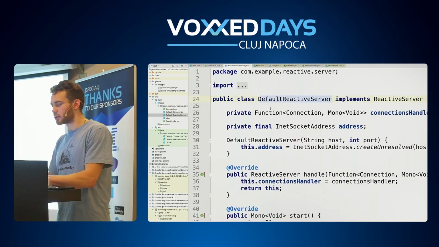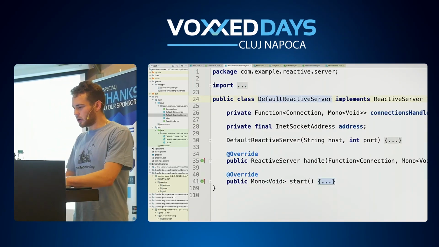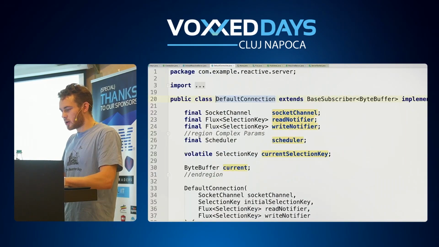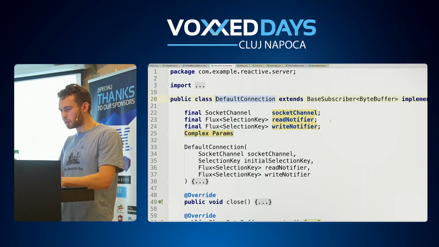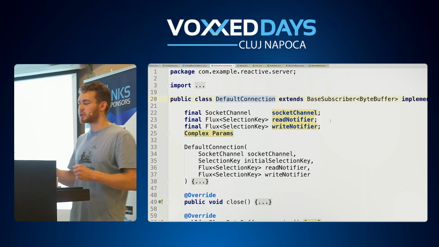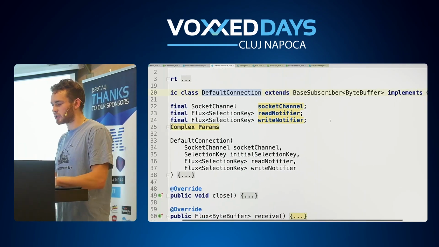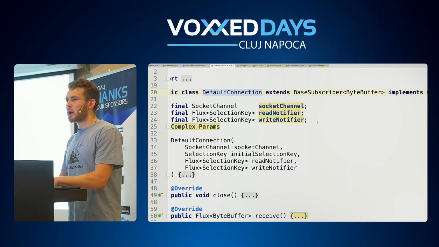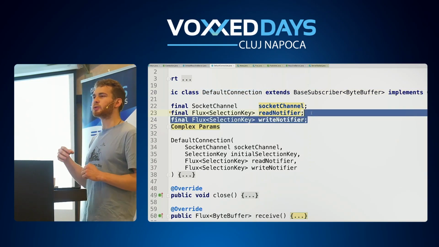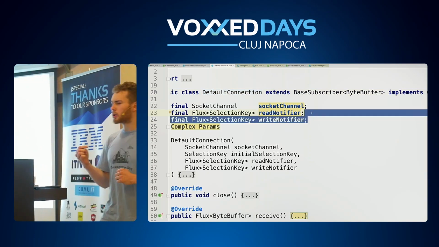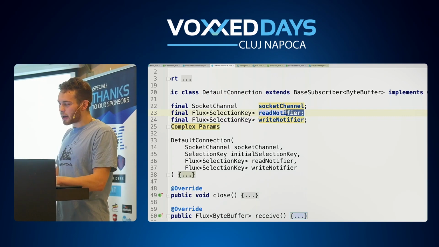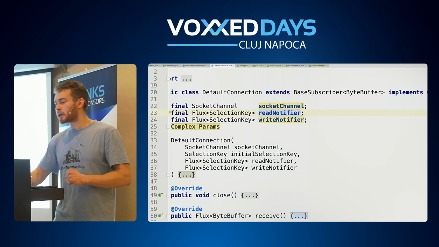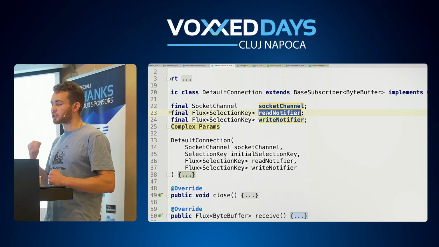And now I'm going to switch to the implementation of, not the implementation of the Reactive Server Engine, but the implementation of the default connection, because this is the essential part. Connection is the essential part. What I would like to see in the connection part is the ability to listen to incoming selection keys. So I am capable to receive some notification from the selector. So I would like to have a stream of selection keys.